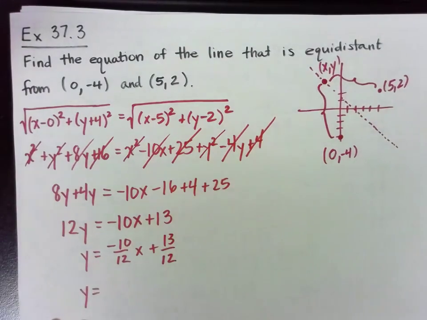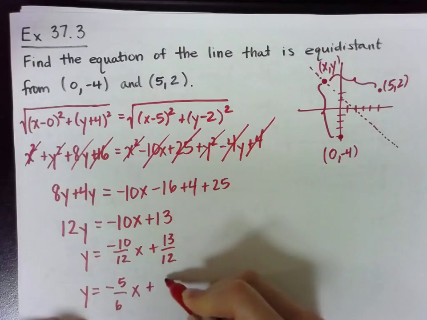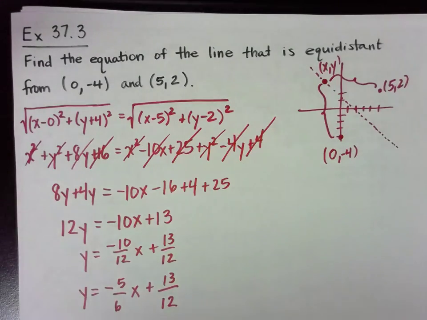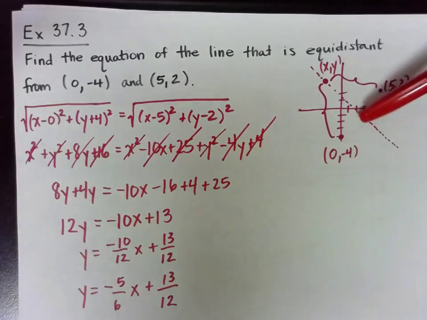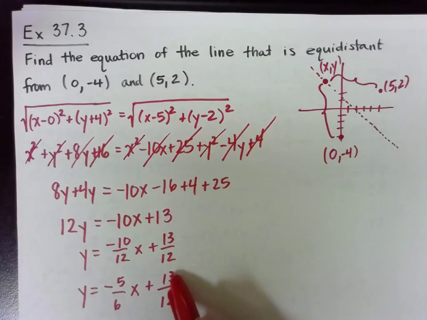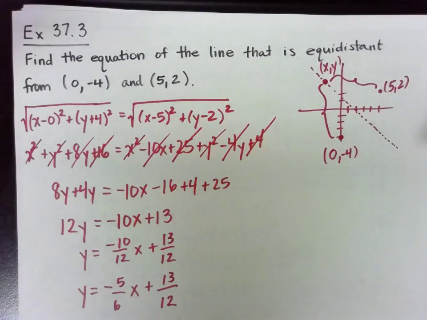And if we reduce that, we get negative 5/6 x plus 13 twelfths. And after you get your equation, we should have done this last time, but it's probably always a good idea to look at maybe the example line you drew and see if it makes sense. So do I have a y-intercept around 13/12? Well, in my picture it's just above 1, so that seems reasonable.